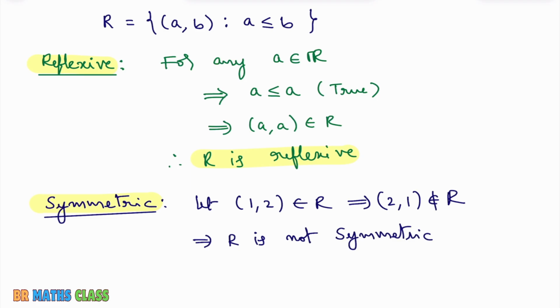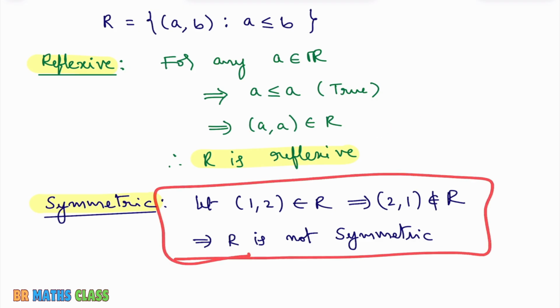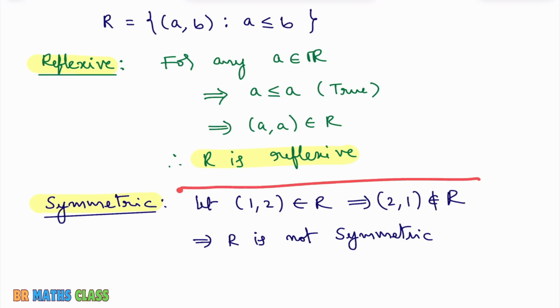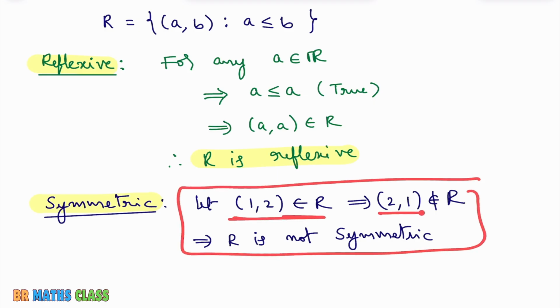One important point you need to keep in mind: when proving reflexive, you cannot give an example like 1 is a real number, 1 comma 1 belongs to the relation. You cannot write like that. When it is not reflexive, then you can give a counter example. You see here, when it is not symmetric, we just gave a counter example, right? If it is symmetric, then you cannot give examples like this.